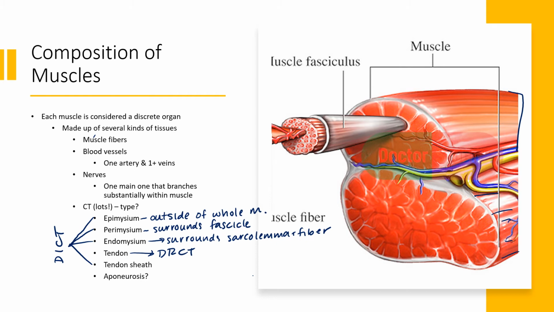So you have a muscle, right? Here's your muscle, and then you have your epimysium. That's a bad color here, blue. You have your epimysium surrounding the whole muscle.